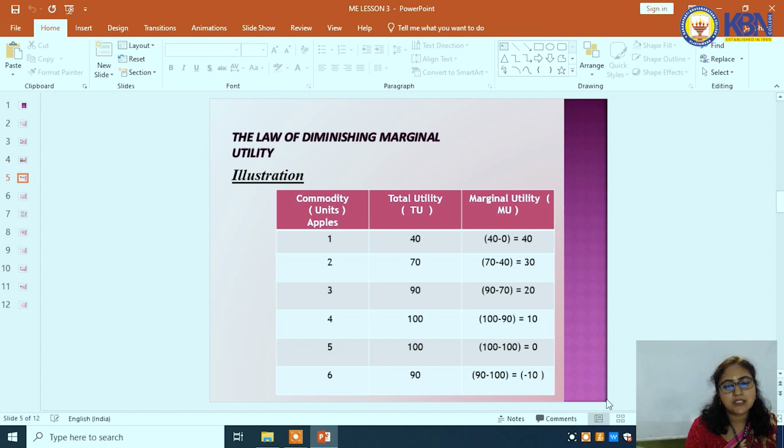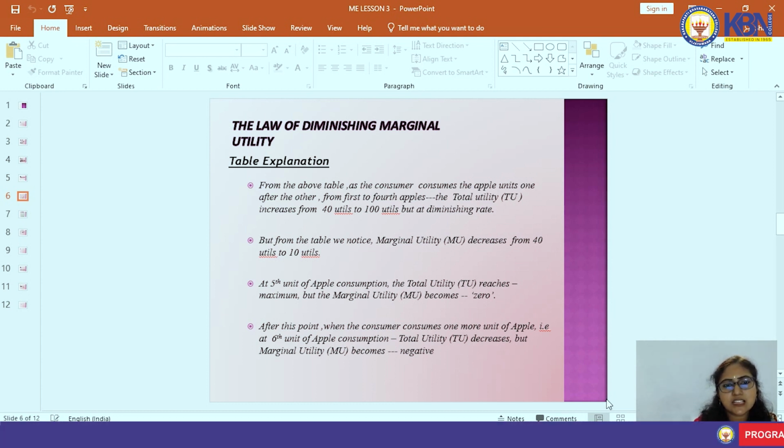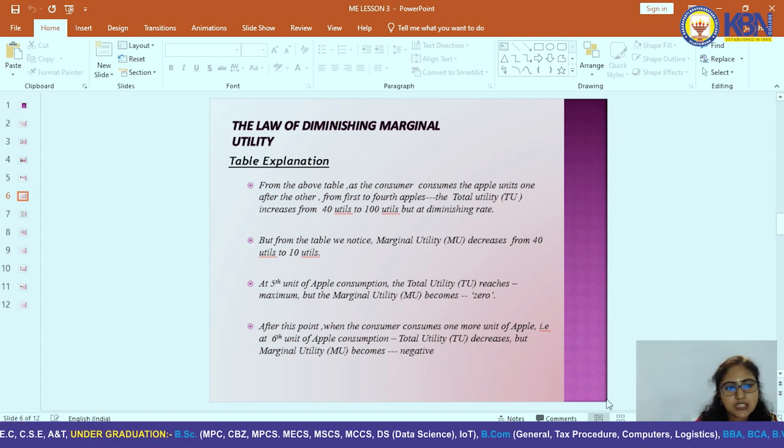Let us see the explanation of the table. From the above table, as the consumer consumes the apple units one after the other, from the first to the fourth apple, we notice the total utility increases from 40 utils to 100 utils, but the TU increases at a diminishing rate. Likewise, we also notice that marginal utility decreases from 40 utils to 10 utils.